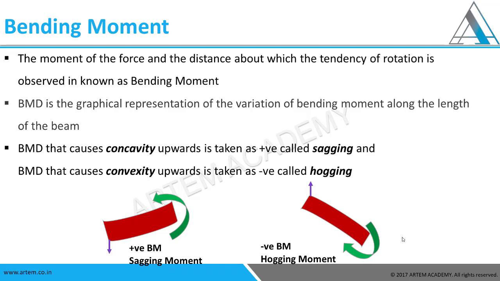So a bending moment diagram is a graphical representation of the variation of bending moment along the length of the beam. At each and every section there would be a different bending moment, and that is calculated and plotted along the span. BMD also has some sign conventions that we'll be following. Bending moment that causes concavity upwards, also known as sagging, will be taken as positive, and bending moment that causes convexity upwards is taken as negative, which is also known as hogging.